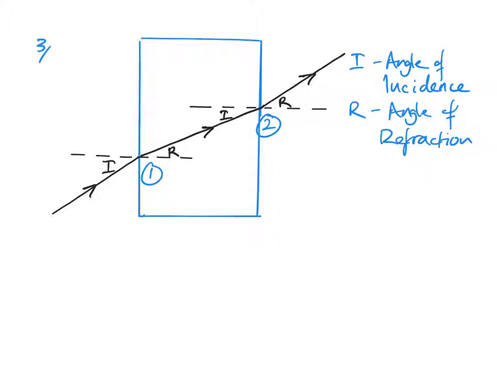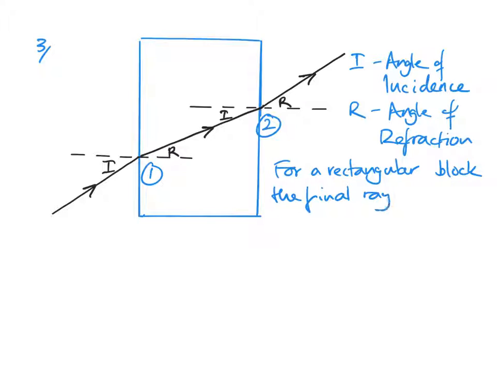Now, one other thing worth noting, that for a rectangular block, so it's not true for all shapes, the final ray will be parallel to the original ray. And that's the final ray up there. That one there will be the final ray. That one there is the original ray.